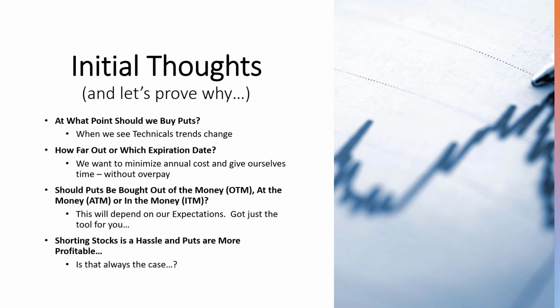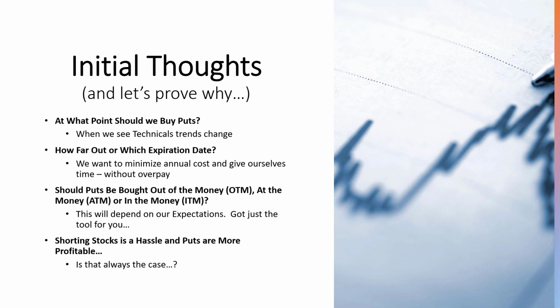Should puts be bought out of the money, at the money, or in the money? This will depend on our expectations. And we've got just the tool to illustrate which one we should probably select based on our expectations. Shorting the stock is a hassle, and buying puts for a decline is more profitable. Is that always the case, however, based on implied volatility, Greeks, and other factors?